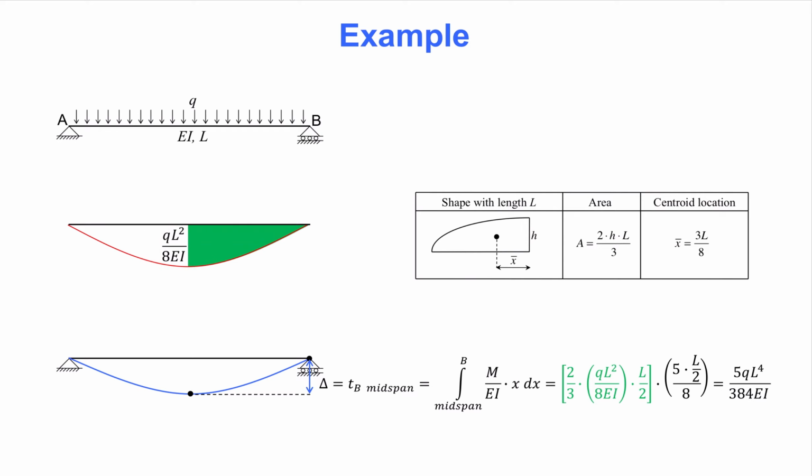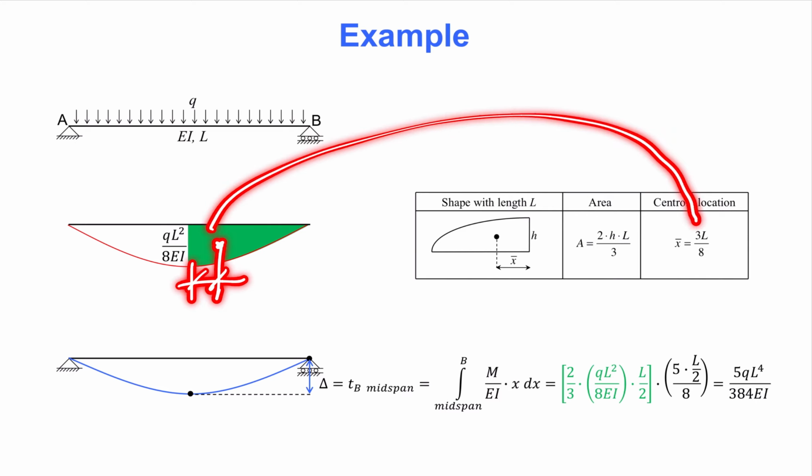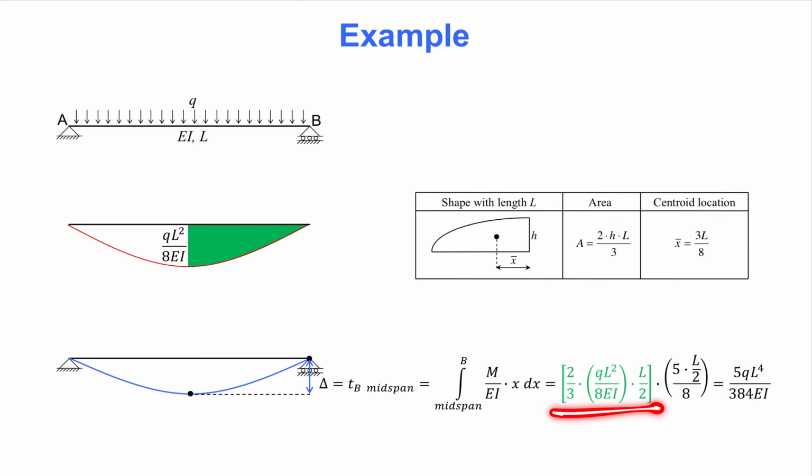From a formula sheet, shown on the right-hand side, we know that the area within the parabola contains the factor 2/3. Also, we see in the formula sheet that the distance to the centroid of the area from a specific end contains the factor 3/8. This is why we evaluate the tangential deviation as shown here, with the area written with green, containing the factor 2/3.